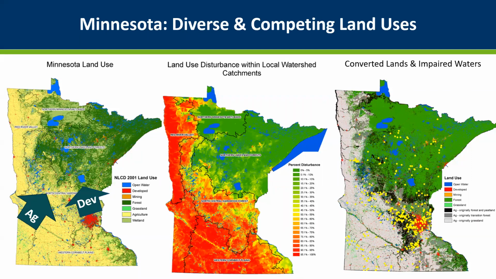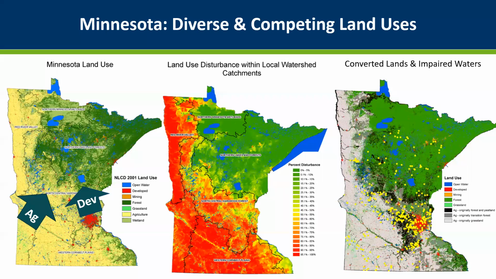And so the middle map shows disturbance, and Minnesota has lost about 15 million acres of forest land historically. And you can see in the third map on the right, the black areas indicate converted lands, and then the yellow dots show impaired waters. So again, we have a diverse situation in managing our waters, just like the diversity of the state itself. Outstanding waters in the Boundary Waters in the extreme northeast part of the state, and then lots and lots of impairments in the shallower waters in the southwestern part of the state.